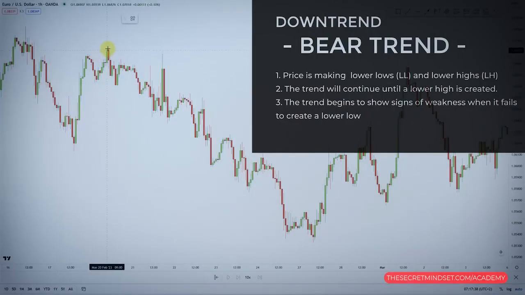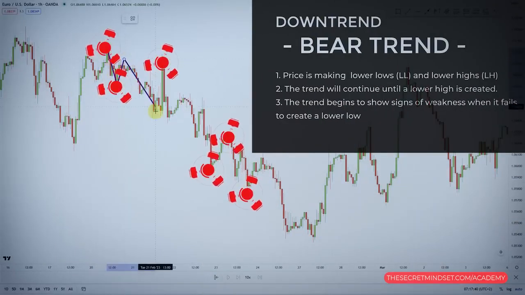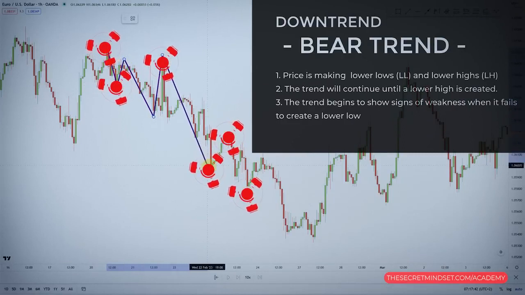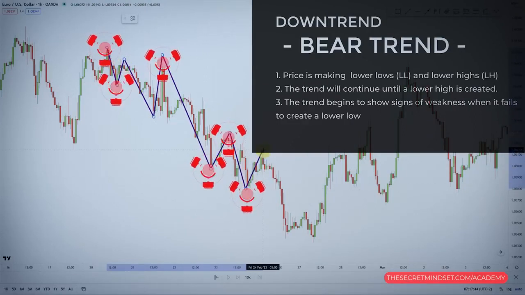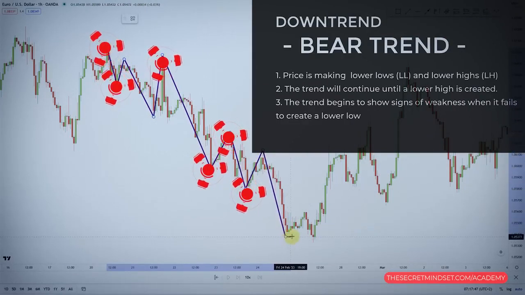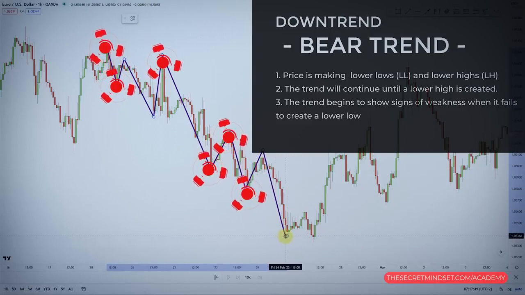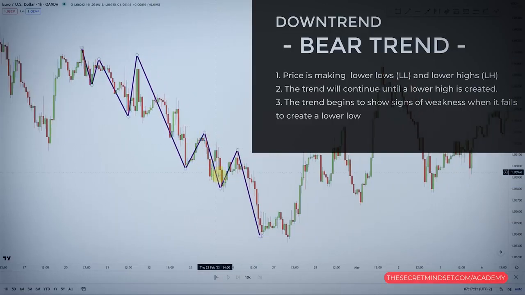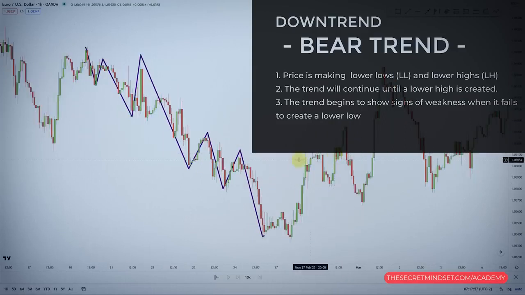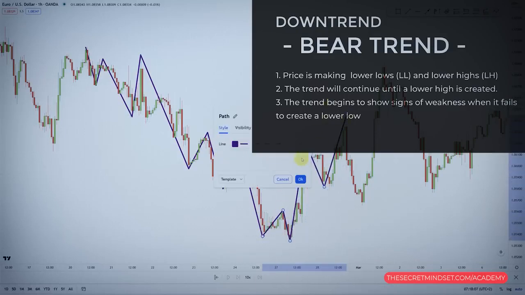A downtrend, also known as a bear trend, is the price action of lower lows and lower highs. The downtrend will continue as long as new lower highs are created. Once a higher high comes into the price, the trend might end. The sign that the trend may be reversing is when price begins to print higher lows in addition to higher highs.